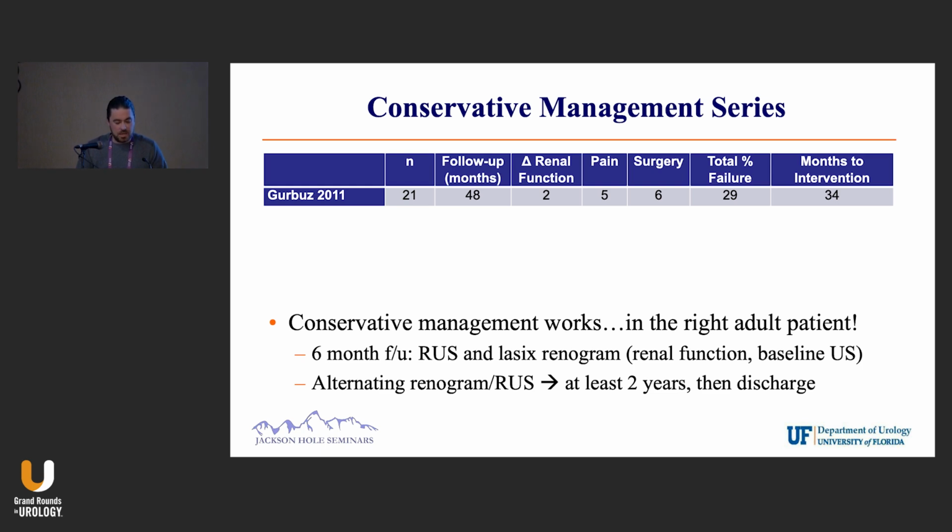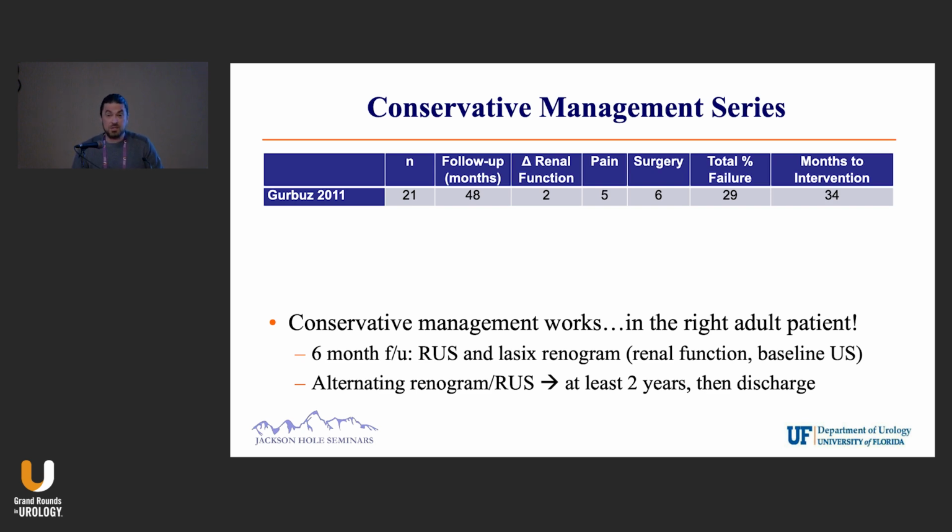So I went and dug and found 3 other conservative management series, so a total of a little over 100 patients, with a mean follow-up of about 4 years. 20% of these people had pain, 20% had surgery, and overall about a 25% total failure rate. And the mean time to failure for those who reported it was about 2 years.